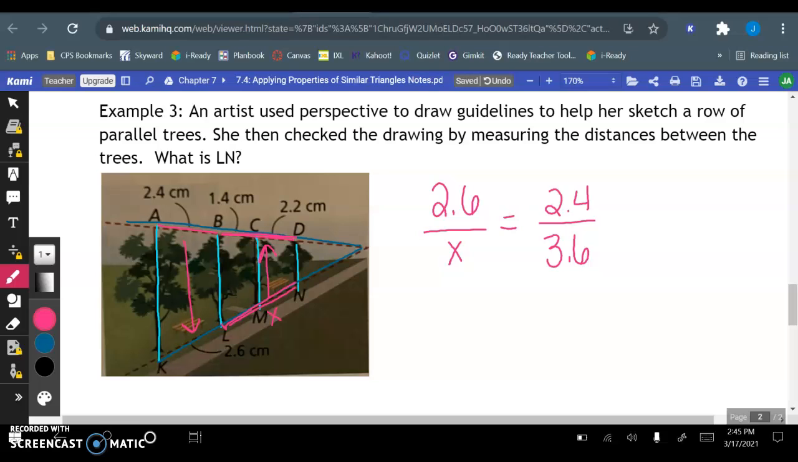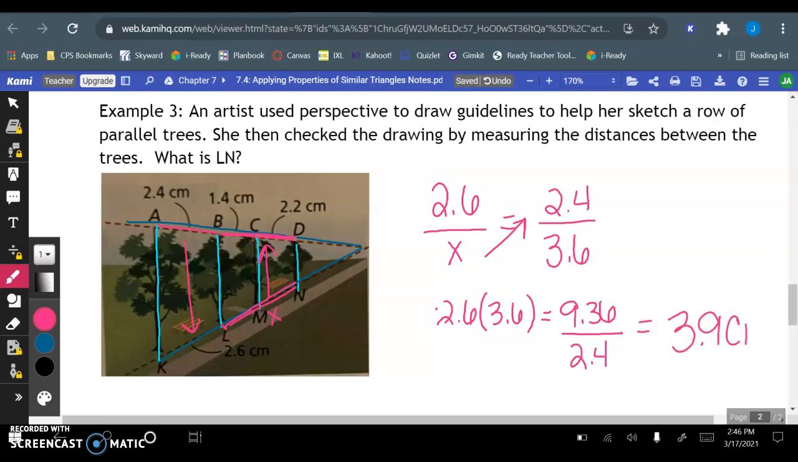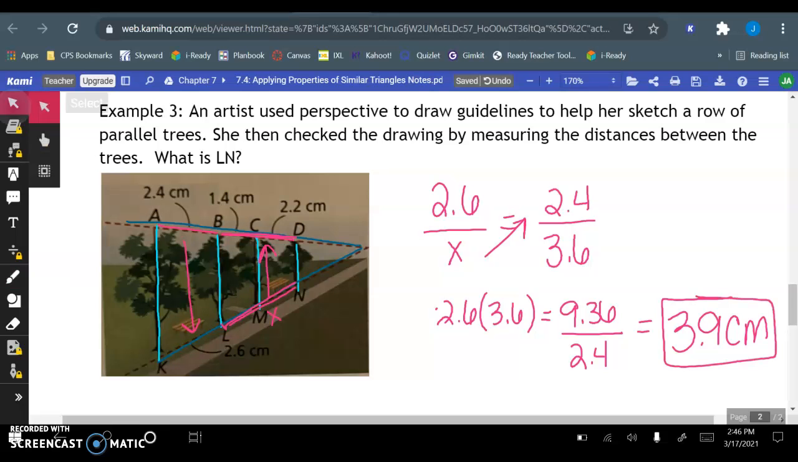And now I have to figure out what X is, so I cross multiply. So I have to do 2.6 times 3.6, which is 9.36, and then I have to divide that by what's across from the variable, which is 2.4. So I got 3.9, and these are centimeters. So from L to N is 3.9 centimeters.